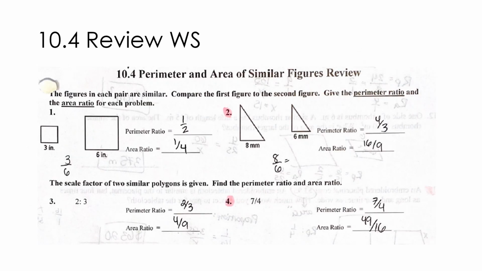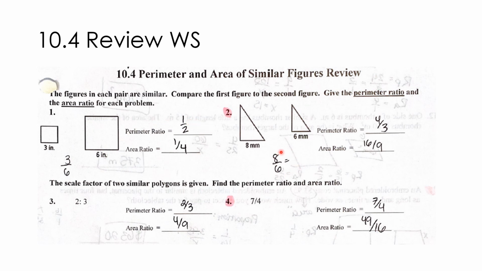So moving on to the 10.4 review worksheet, we've got the 10.4 perimeter and area of similar figures review. So 1 through 4 should be pretty quick, and you guys can just disregard these highlighted things. I sometimes will put those there just to remind me to mention specific things to you guys. So on number 1, we find that our scale factor was 3 over 6, which simplifies down to 1/2, gives us our area ratio of 1/4.